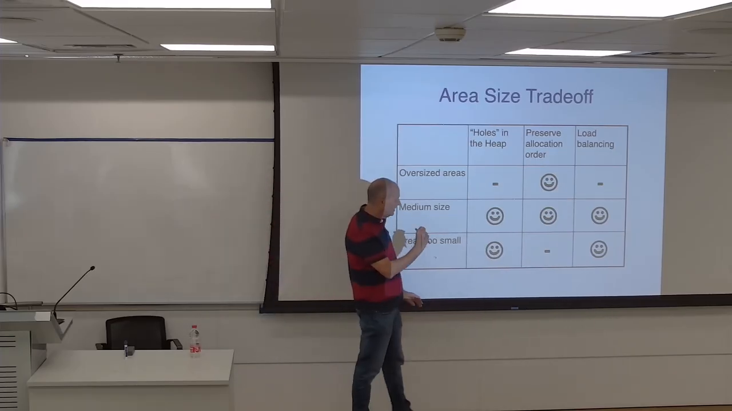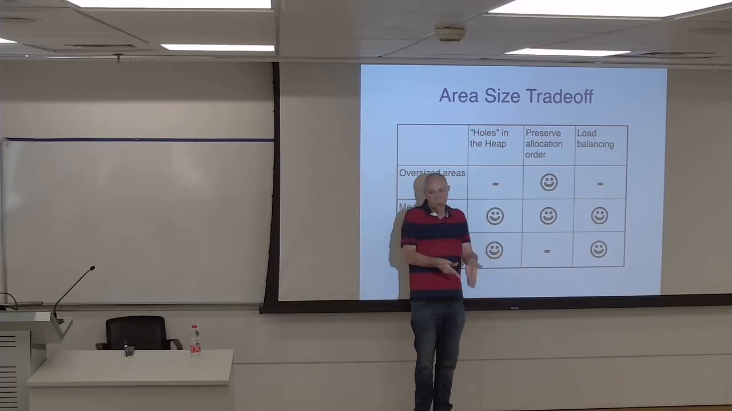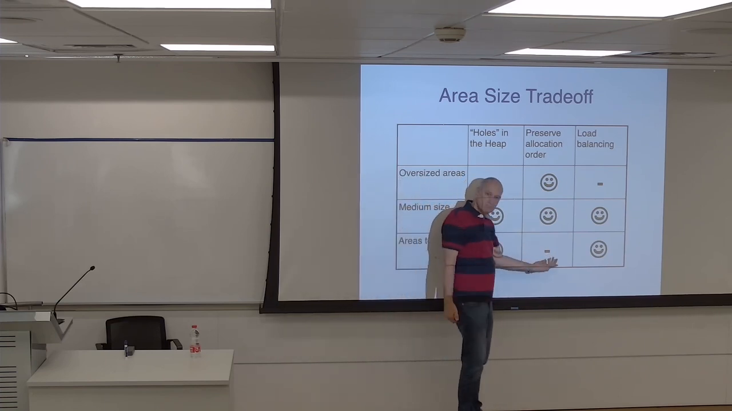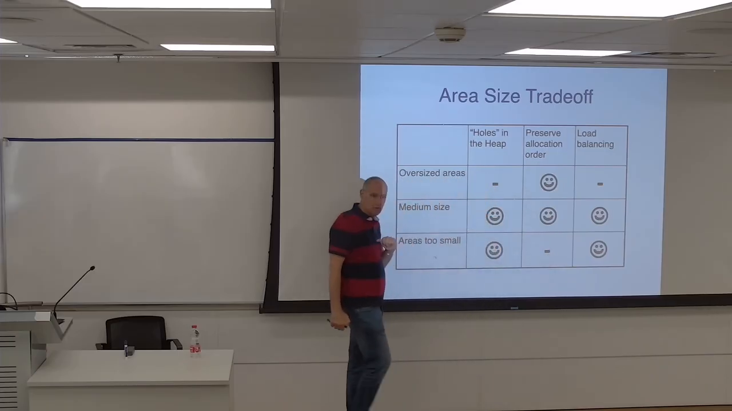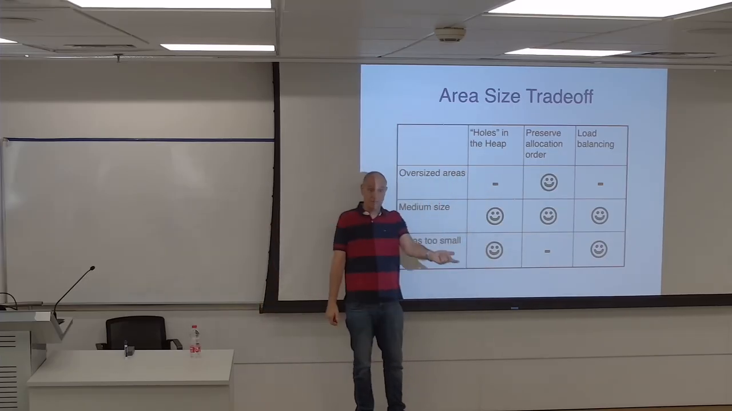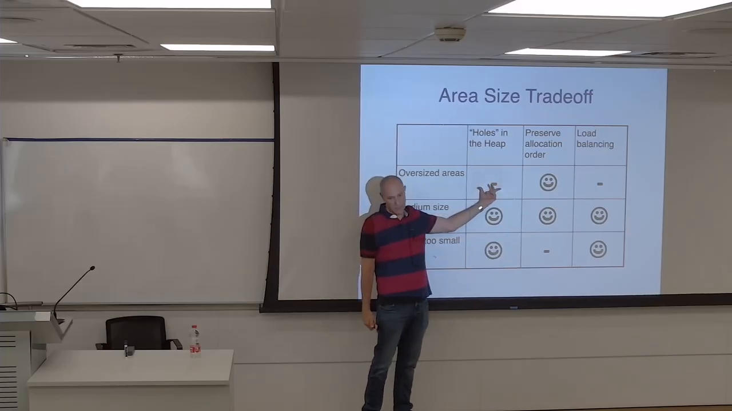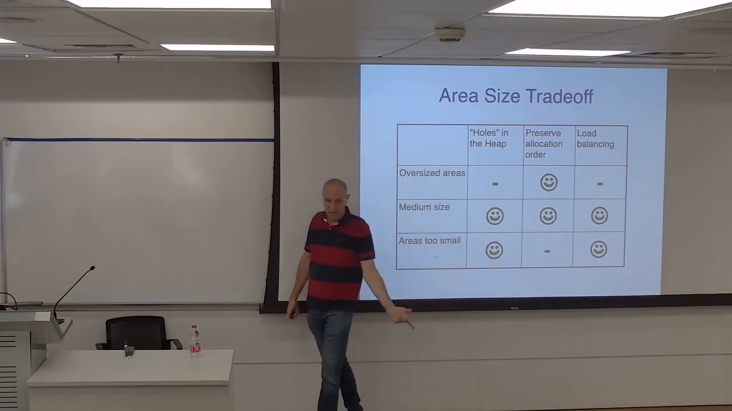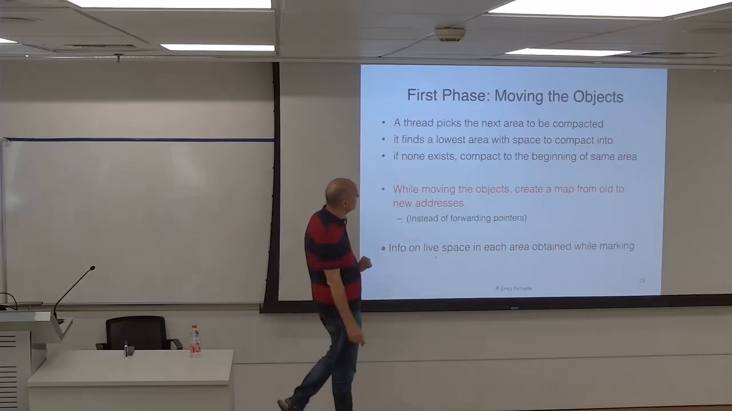At the boundaries between areas, I will not preserve it. If I have very small areas, if I have an object per area, then I will have no order at all. But if I have small areas, I will not have as good allocation order preserved. And then in terms of holes in the heap, as we saw in the first picture, if I have very large areas, then I will have holes. But if I have small areas or medium-sized areas, then it will be okay. Okay? So he says it's not very sensitive.